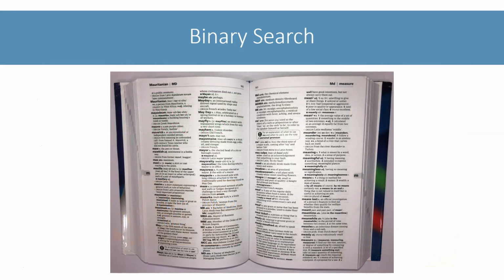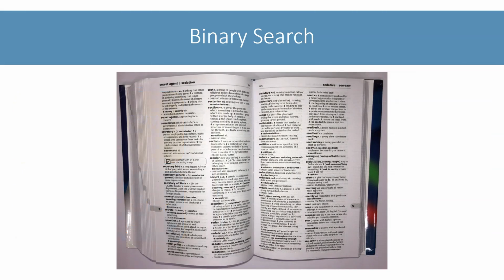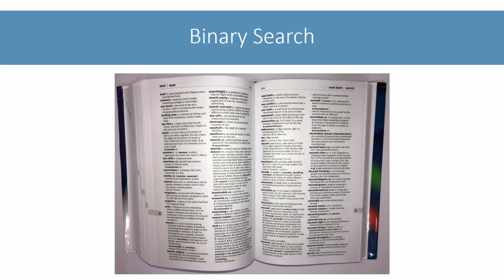Instead, I will open the dictionary approximately at the middle and check to see whether the word search comes before the page I have opened or after. I know this because words in the dictionary are arranged in alphabetical order. If search comes after the page I have opened, I will go to the middle of the right half of the dictionary and again check to see whether the word search comes before this page or after. I will repeat this process until I have found the right page containing the word search.